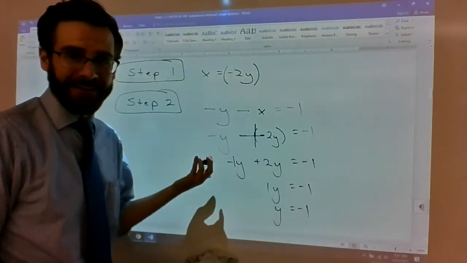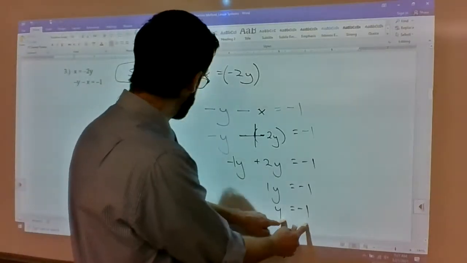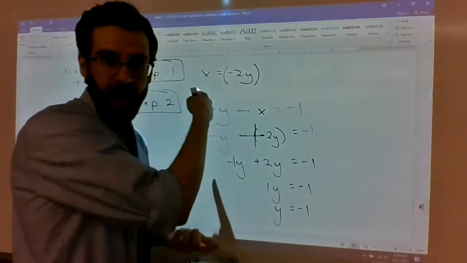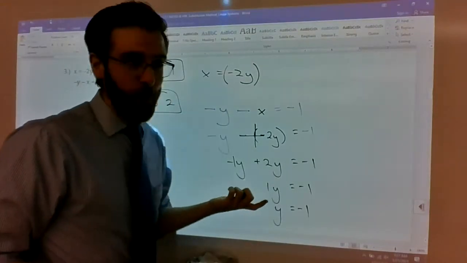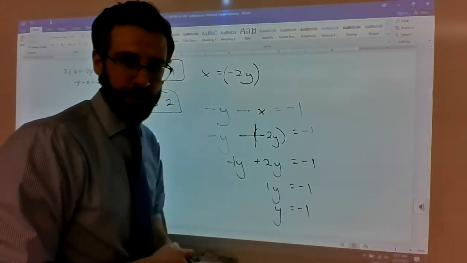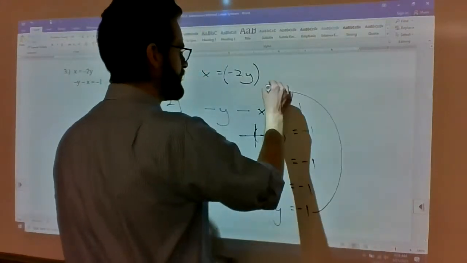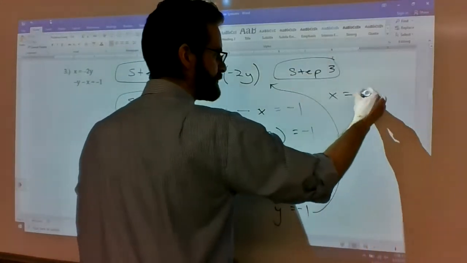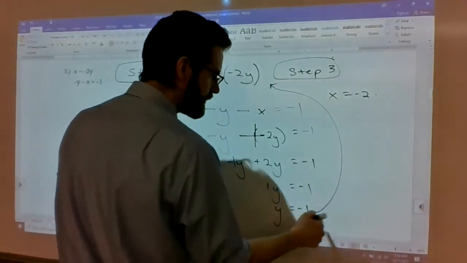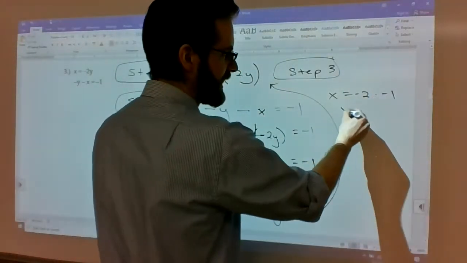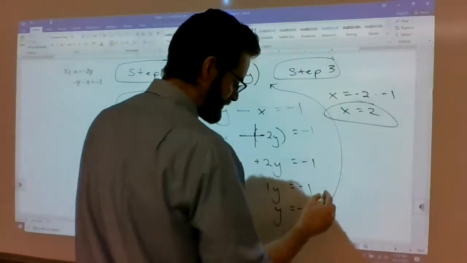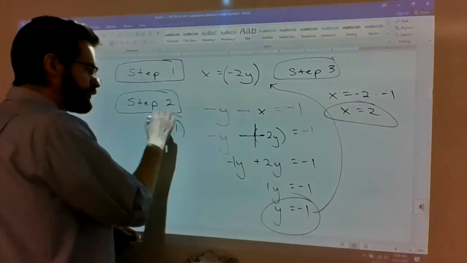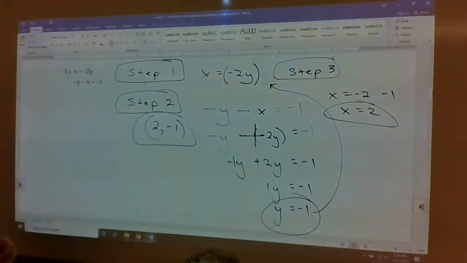Got it. Okay, step 3. You take your result from step 2 and you plug it into the other equation. I think at this point we figured out that you go back to step 1 and you've got the equation to plug into. So step 3, x equals negative 2 times y. A negative times a negative is a positive, and we've got x equals 2, y equals negative 1. (2, negative 1) is where these two lines will intersect.